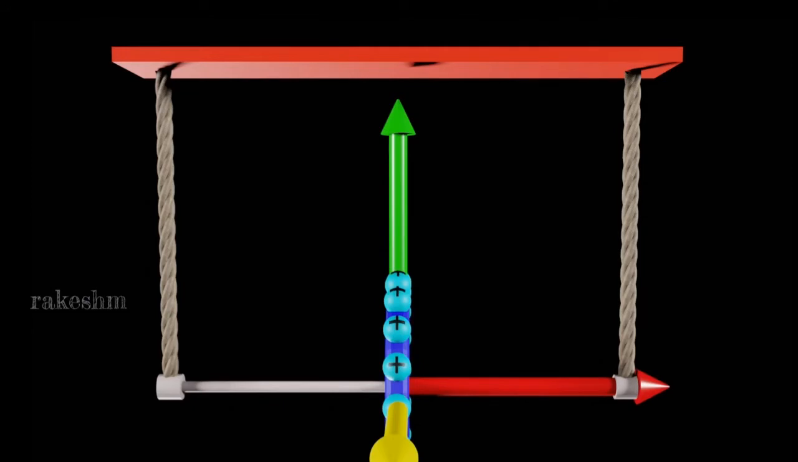Let's look at this from the front view and see what would happen if these strings here were not attached to the rod. Let's again roll the wheel.